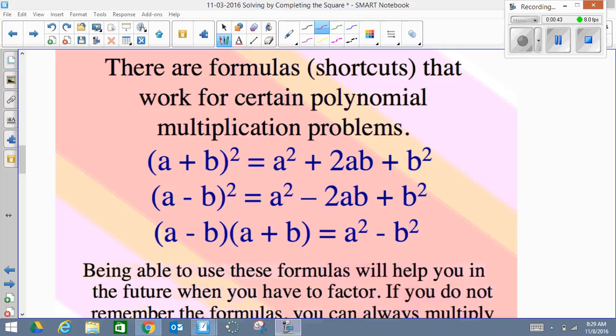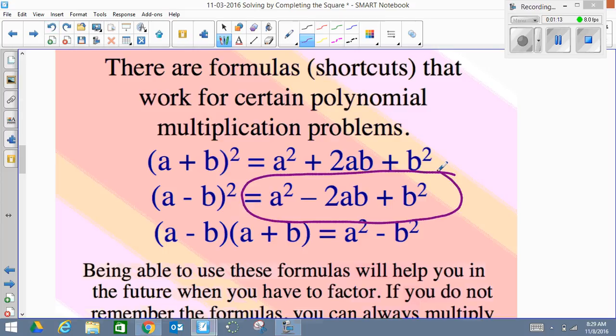Here I have some patterns, but these patterns are useful in multiplication problems. It's not the same thing as factoring, but it's the opposite of factoring. Let's use purple. That's a squared plus 2ab plus b squared. That's a perfect square trinomial. It's a pattern. I have a squared minus 2ab plus b squared. It's also a perfect square trinomial.